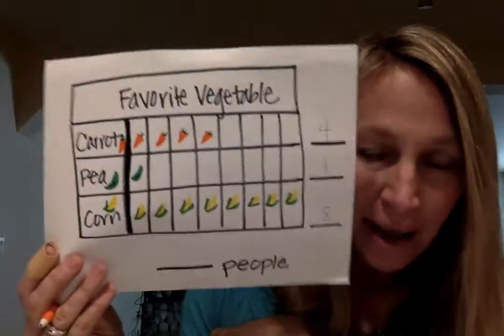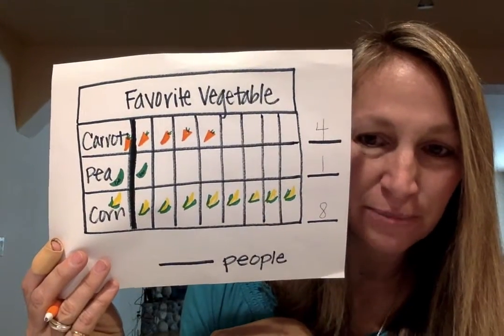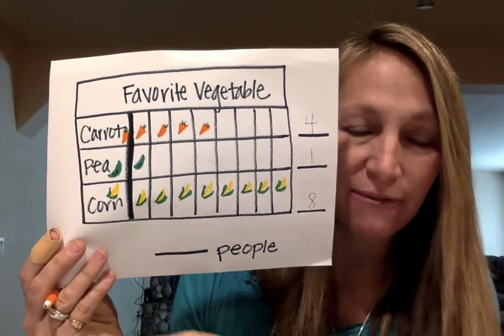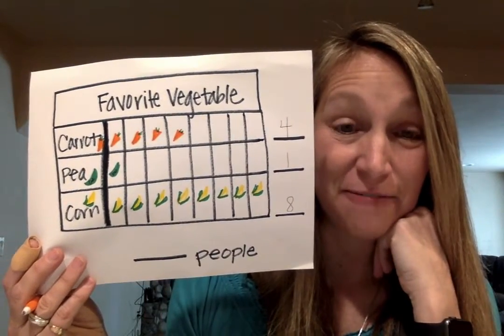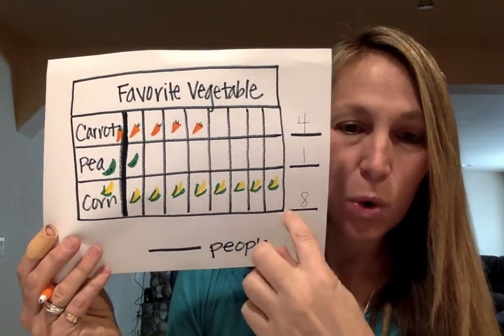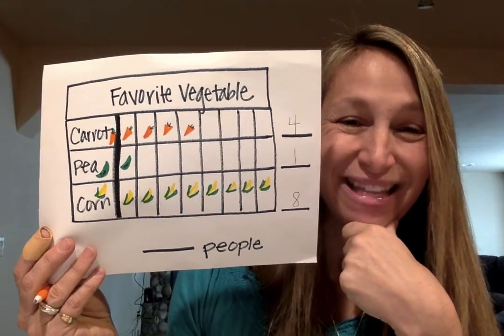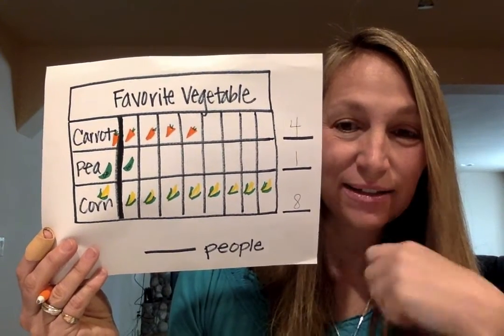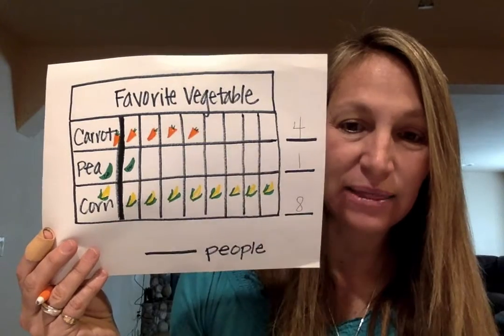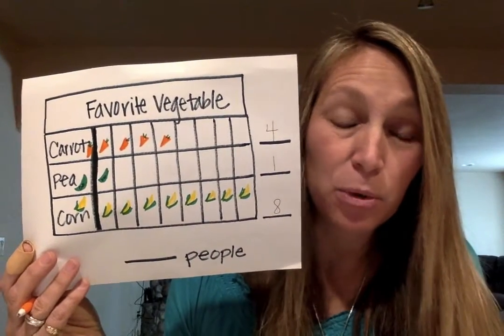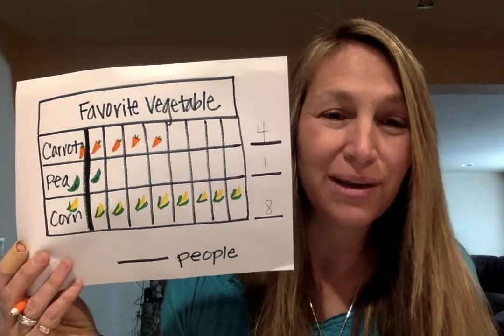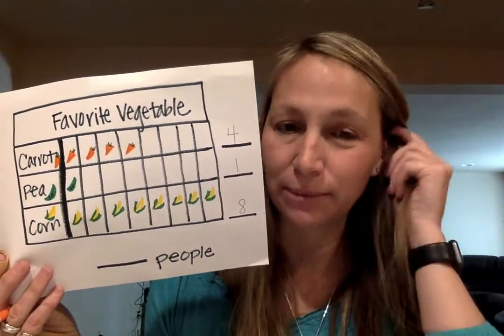Now, I'm going to take information from this graph and looking at the picture graph, which vegetable was the most favorite of people? Well, we can see that corn had the most. Which was the least favorite? Right, we can see that pea had the least. Now, the question we need to answer down here is how many people were surveyed in all? How do you think we could go about answering that question?